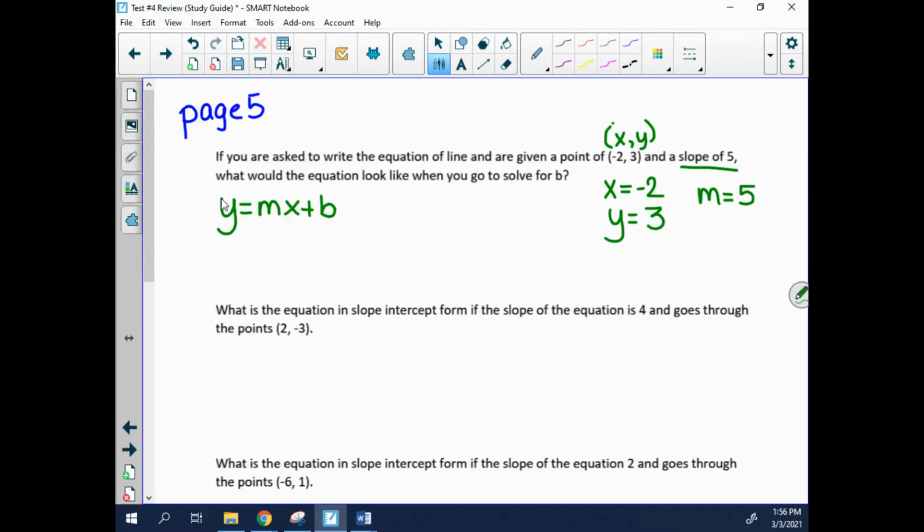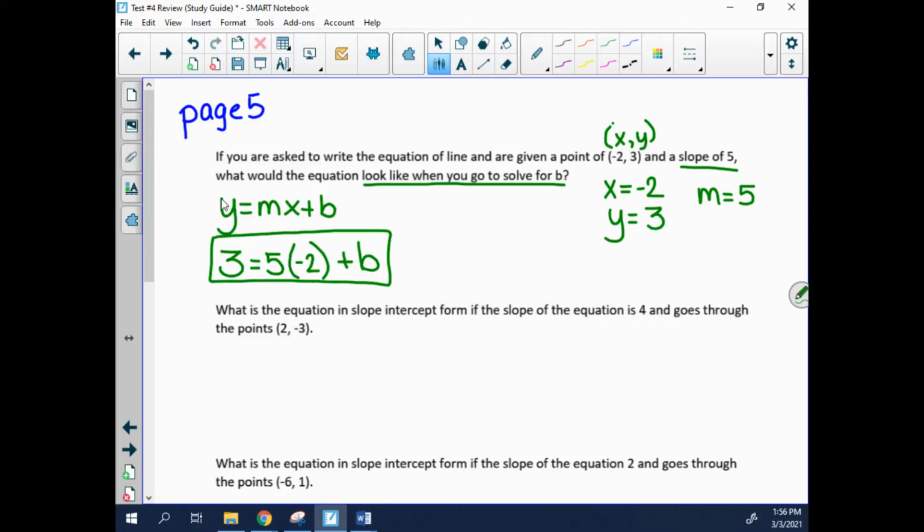So it's going to be, instead of y, I put 3. Instead of m, I put 5. Instead of x, I have a -2, and I'm showing that I'm multiplying those, plus b, because we don't know b. They're not asking us to solve it or what the equation is. They're asking, what is it going to look like when you go to solve for b? So I'm going to stop and say, this is my final answer. Okay? The next question, what is the equation in slope-intercept form, is when we're actually going to solve.